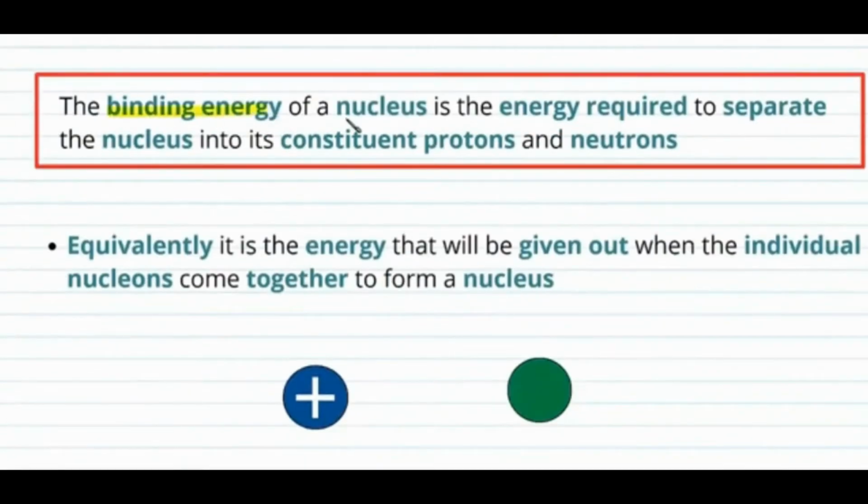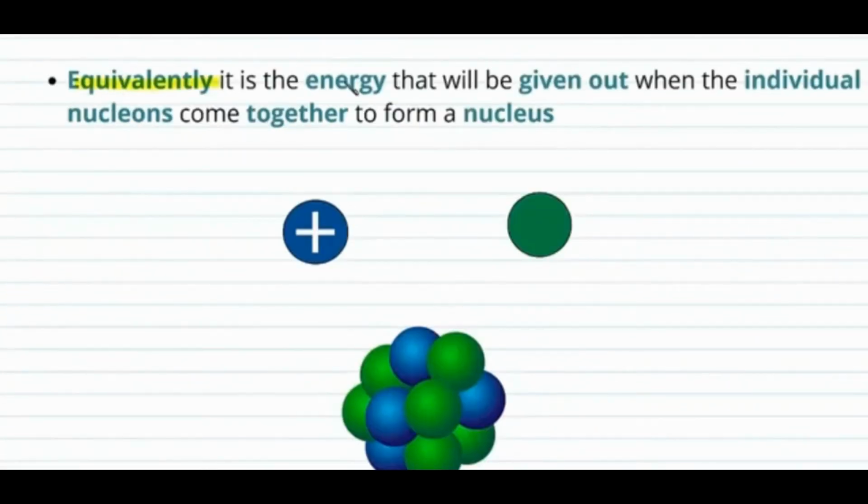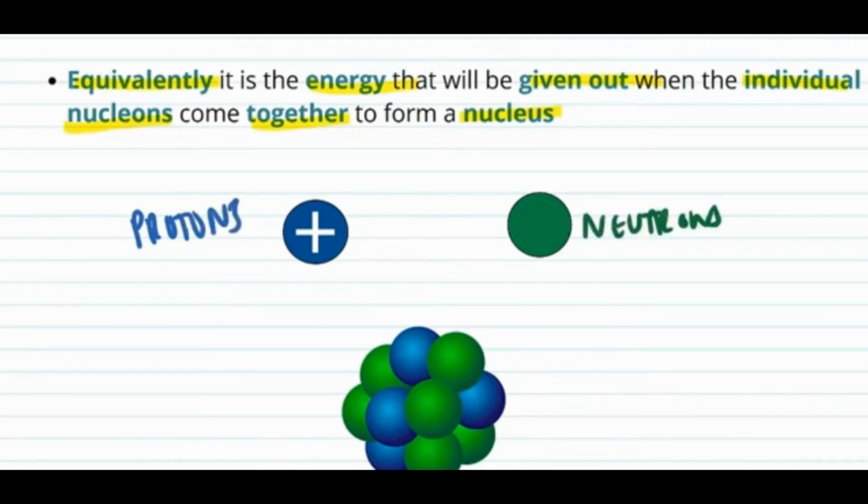The binding energy of a nucleus is the energy required to separate the nucleus into its constituent protons and neutrons. Equivalently, we can say that it is the energy that will be given out when the individual nucleons come together to form a nucleus. So if we have a certain number of protons and neutrons, and we bring them all together to form a nucleus, the energy given out in this process is equal to the binding energy.